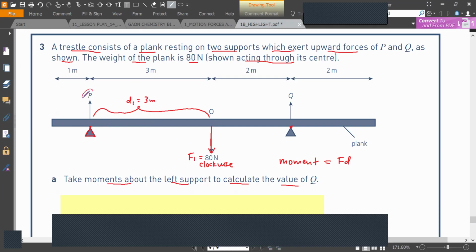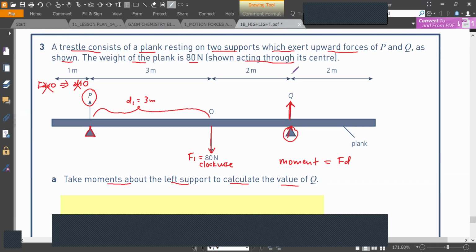Actually, we have this force, but for this force, the D is 0. The distance to the pivot is 0. So this part FD will be equal to 0, so we ignore this one. We don't care about this one. And then we have another force, which is this one, Q. This Q is going up because it's pushing up by this pivot. If this pivot is not there, the plank will fall down. But because the pivot is there, it's got a force pushing up.